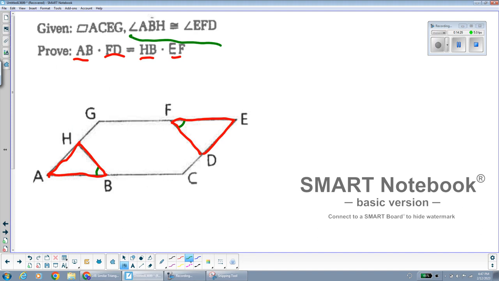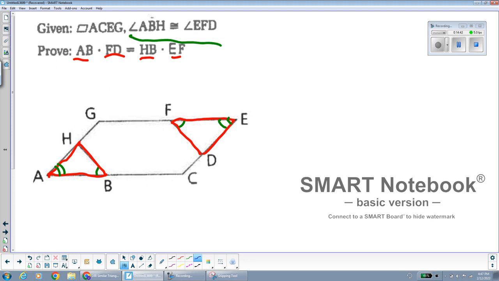And the first one that comes to mind is that opposite angles of a parallelogram are congruent. So angle A and angle E are opposite angles of this parallelogram, so they are congruent. And that gives me my AA. After we prove the triangle similar, we do need to prove a proportion.